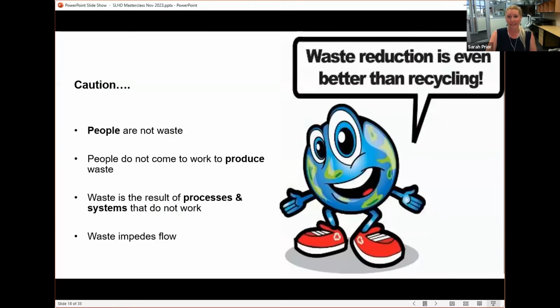A couple of things to consider when we're looking at waste in healthcare. So people aren't waste. People don't come to work to produce waste. Waste is generally the result of systems and processes that aren't working as they should, or that just don't work at all. And waste impedes flow. So impeding that flow then has the flow-on effect of reducing that value again for customers, so for patients, staff, contractors, organisation, whoever that might be.